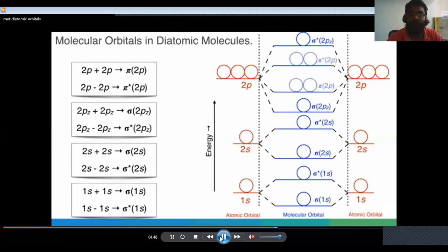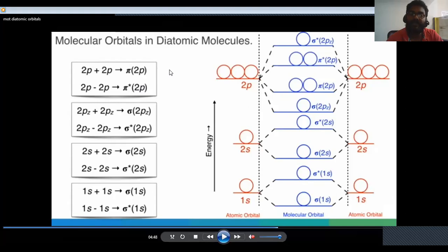These are the molecular orbitals, and these are the atomic orbitals that combine to form them. See, 2p: the atomic 2p orbitals combine, 2p plus 2p, one 2p from this side and one 2p from this side, giving pi 2px. 2p minus 2p gives pi star 2px.